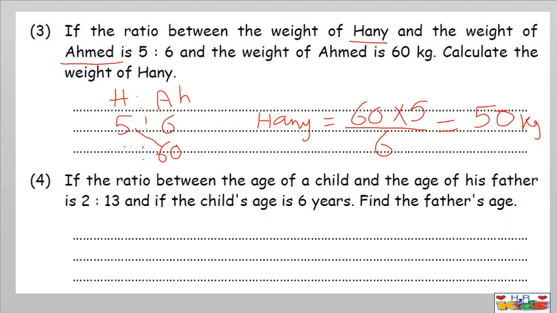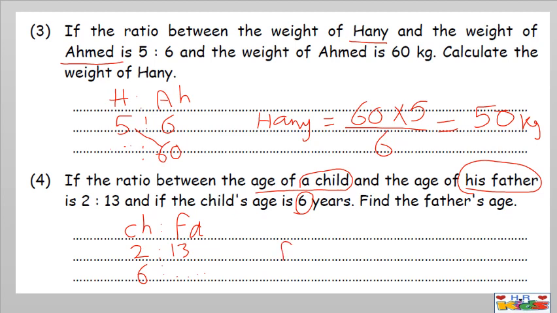If the ratio between the age of a child and the age of his father is 2 to 13, and the child's age is 6 years, under child we write 6. So what will the father be? It doesn't tell us.